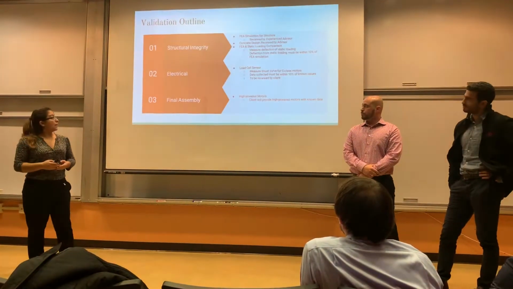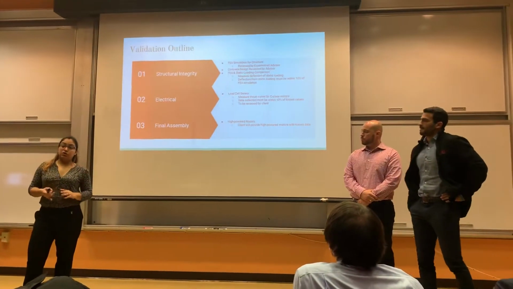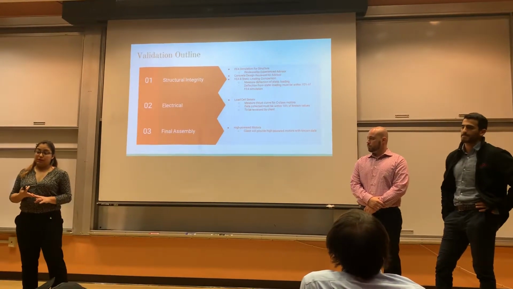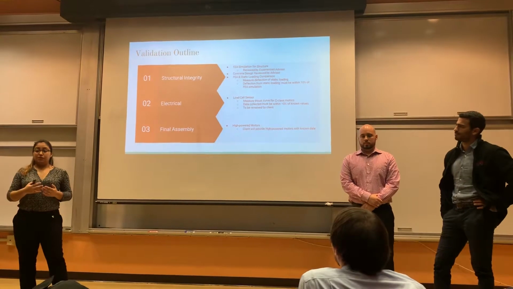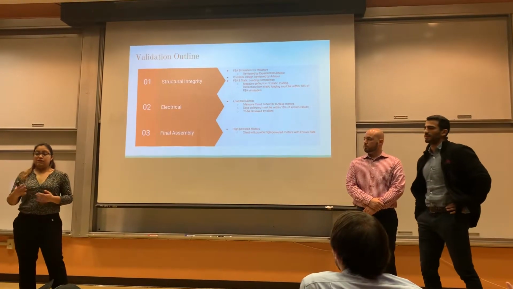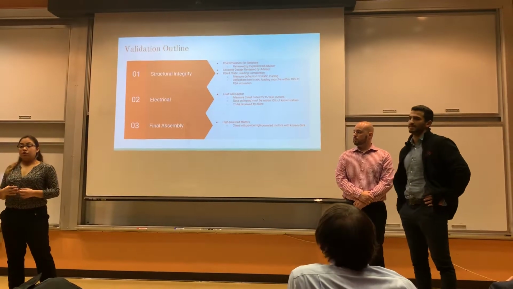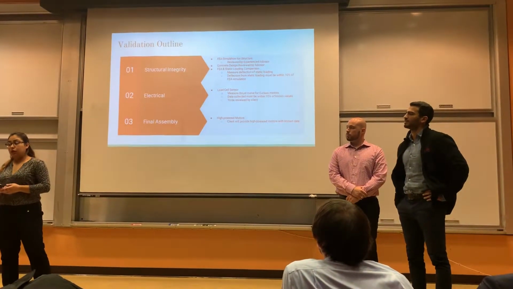So for our validation outline, the three major components are the structural integrity, the electrical subsystem, and the final assembly. For the structural integrity, we'll be testing the rocket test stand through FEA, and we'll also do static loading on it. And our support system, which is our concrete, will be reviewed by a civil advisor.